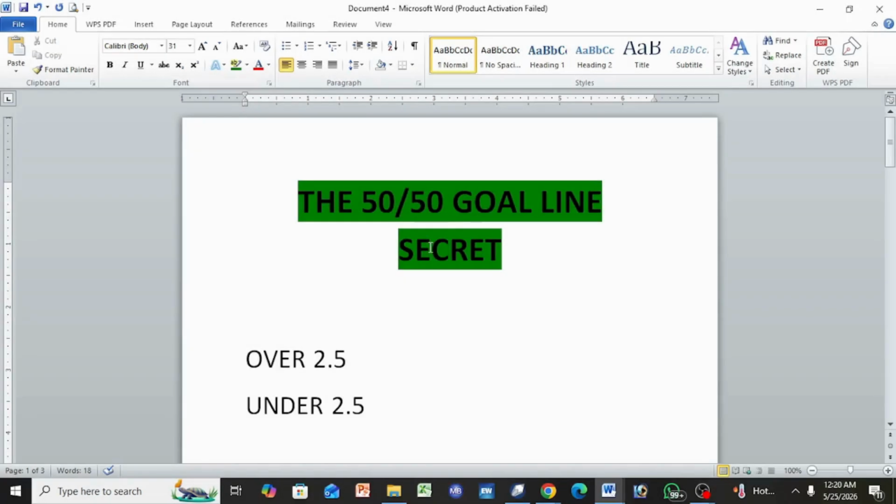First of all, you're going to ask yourself, what is the 50-50 goal line? What we don't know as a smart bettor or as a football bettor or as a sports bettor is that every football match has a balancing point, and that balancing point is the 50-50 goal line. That point is where the bookmakers are unsure whether goals will go over or stay under. So that is their balancing point, where they are unsure if the goals will go over or go under.